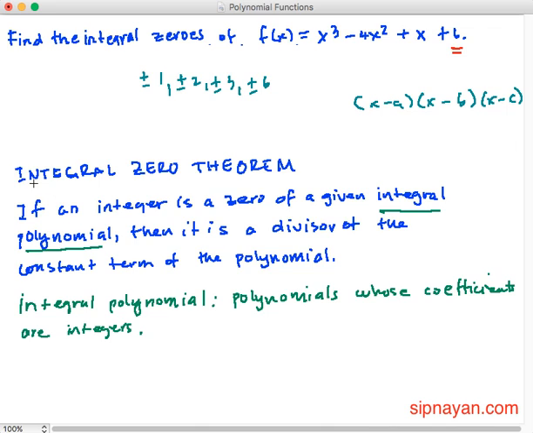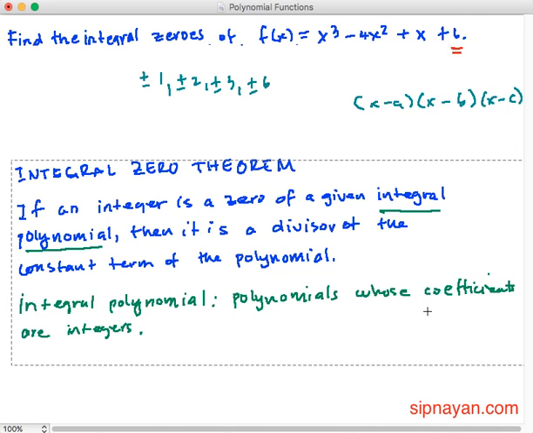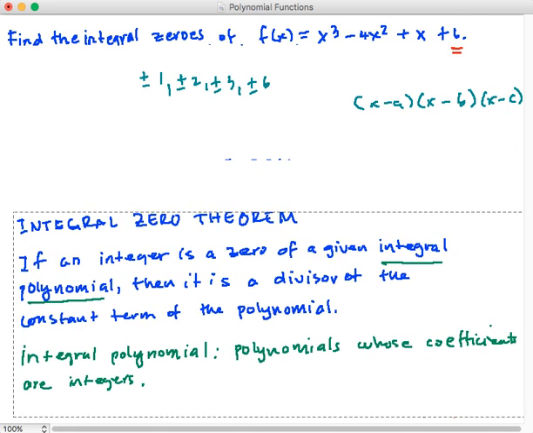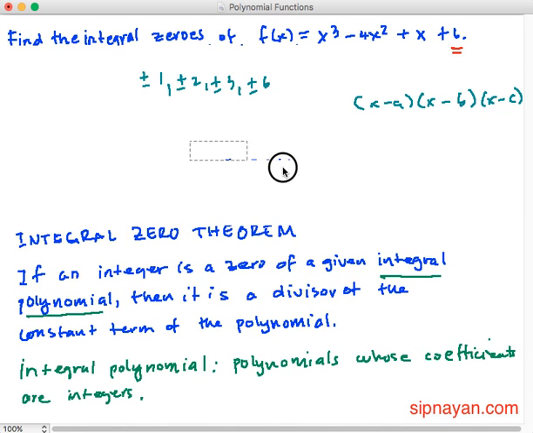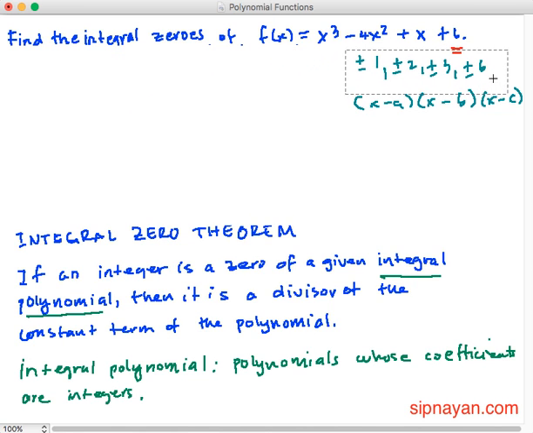So, check natin isa-isa itong mga to kung are these really the factors of f of x, no? Paano ba natin i-check yan? I-substitute natin, pag nag-0 siya, ibig sabihin, 0 siya ng polynomial, di ba? So, let's start with f of 1. Start muna ito sa positive 1. f of 1 is equal to, substitute natin. Pag na-0 siya, ibig sabihin 0 siya ng polynomial.